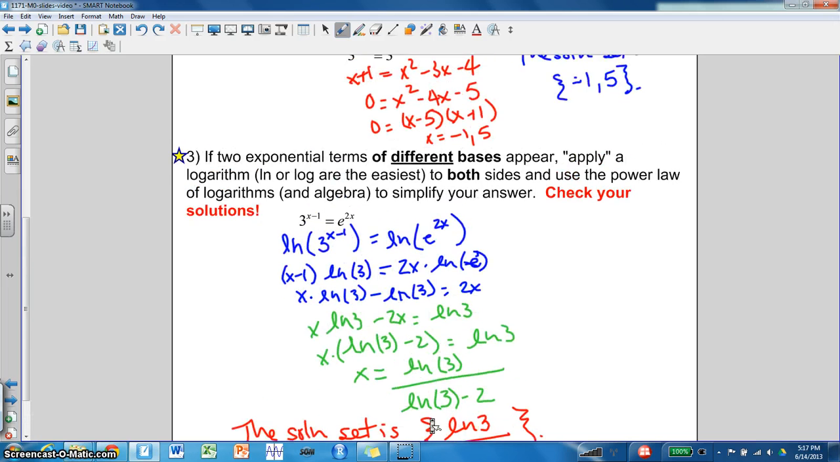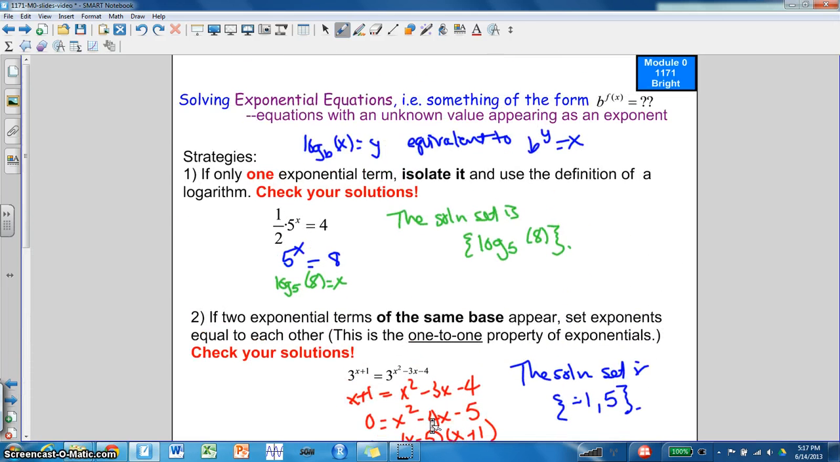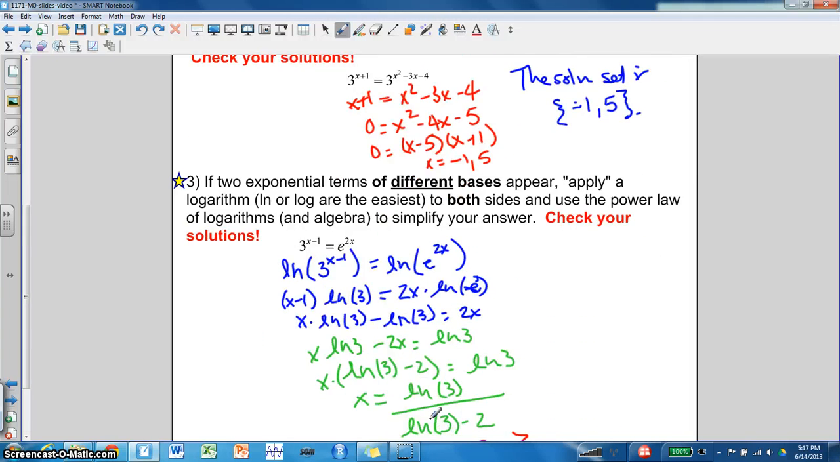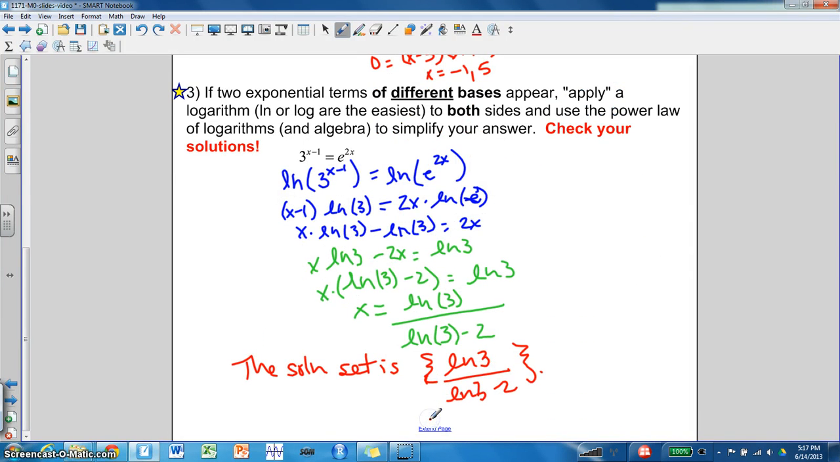Okay, so 3 basic techniques on how to solve exponential equations, and we will look in the next video on how to solve logarithmic equations.